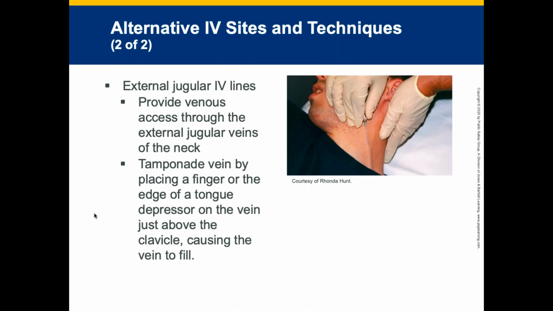With this, we try to find the external jugular. We go towards the heart with the vein. So tamp it on the vein by placing one finger over the tongue of a tongue depressor on the vein just above the clavicle, causing the vein to fill up. If the vein is difficult to find, place the patient supine to facilitate venous return. Turn their head to the side, and the catheter is inserted midway between the angle of the jaw and the midclavicular line, in the same manner as a normal IV line would be.